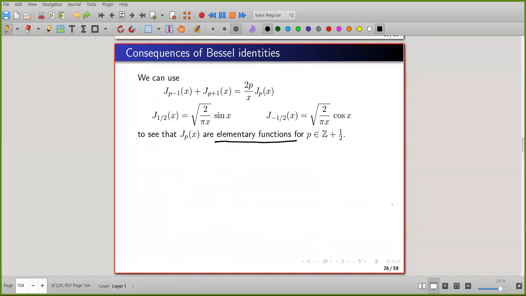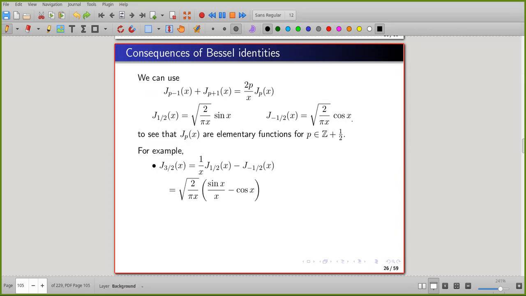And the point I'm making in this slide is that we can use these three identities repeatedly. We have to check J half is this thing, and J minus half is this thing. We can use this identity repeatedly and check that for every p of this form, integer n plus half, if p is of this form, then J_p(x) is an elementary function. Here are a few examples. J_{3/2} is this thing over here, so this is an elementary function.